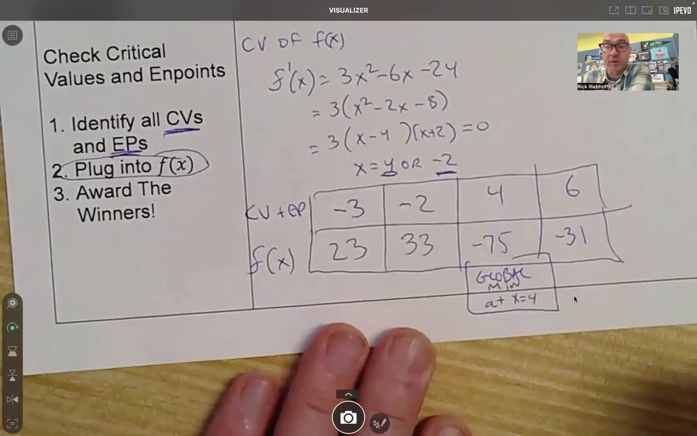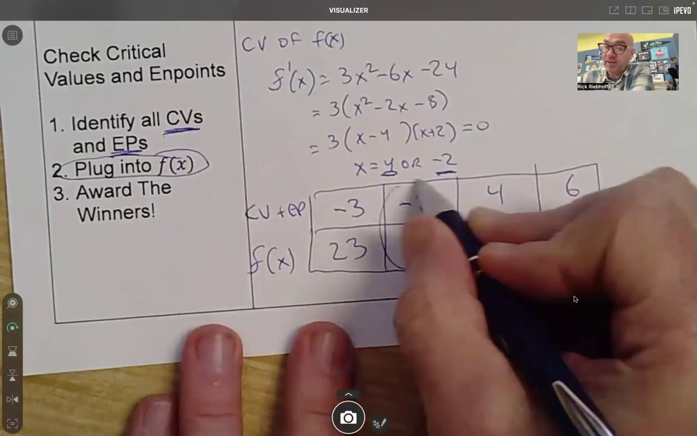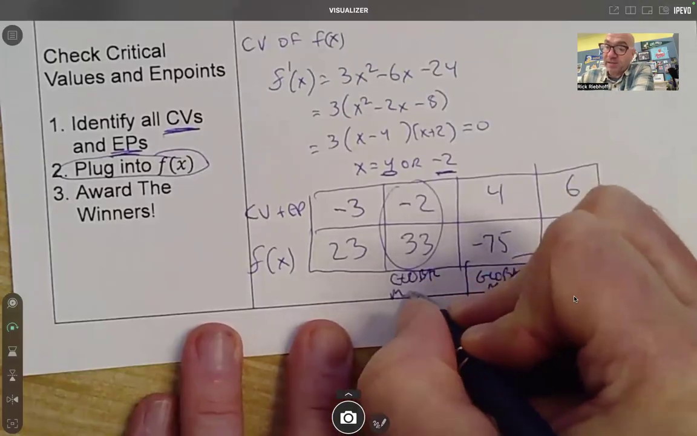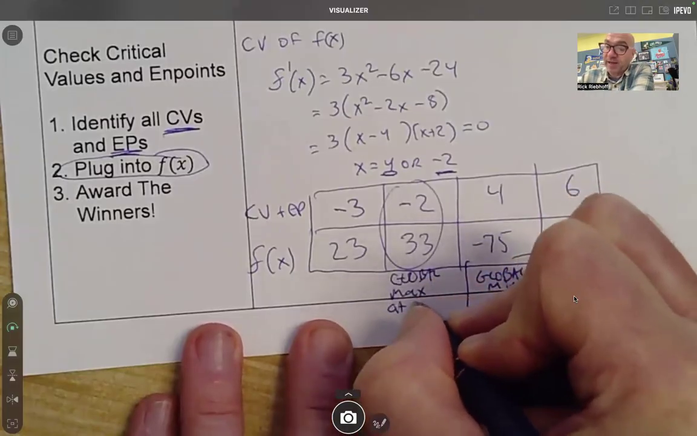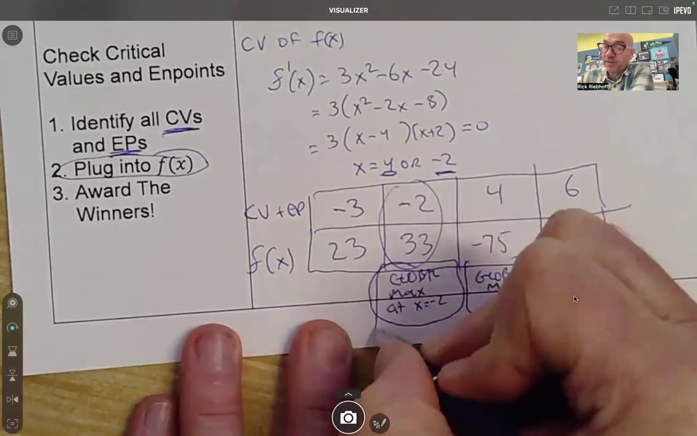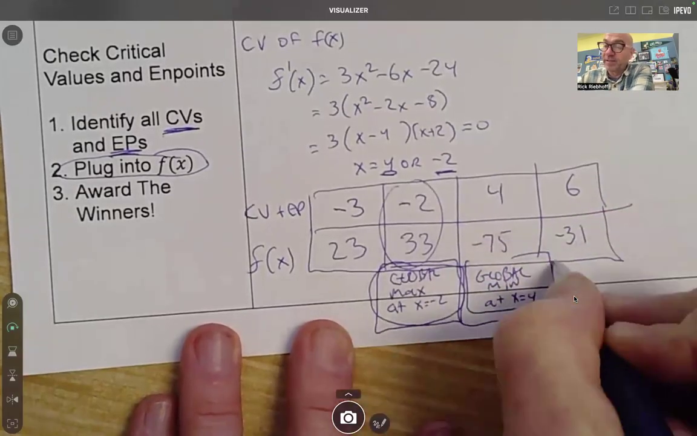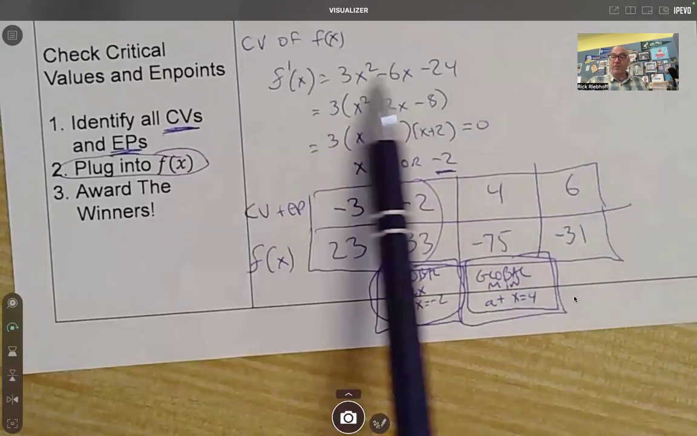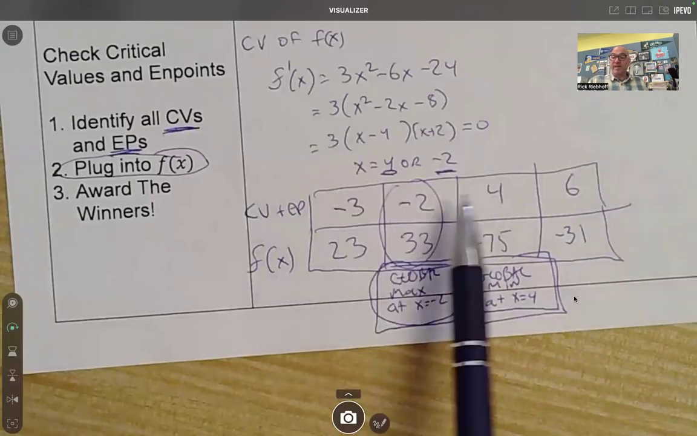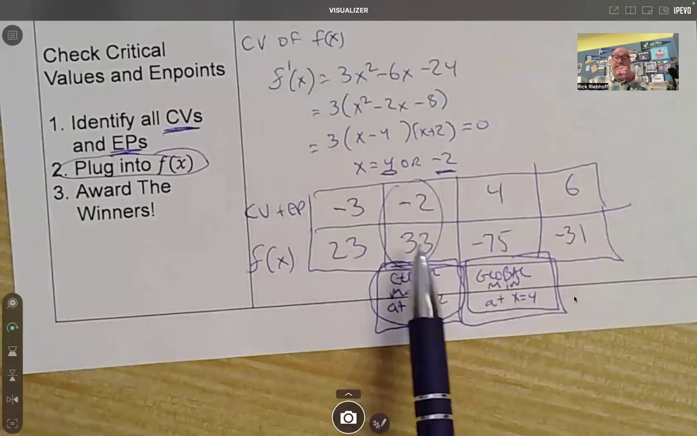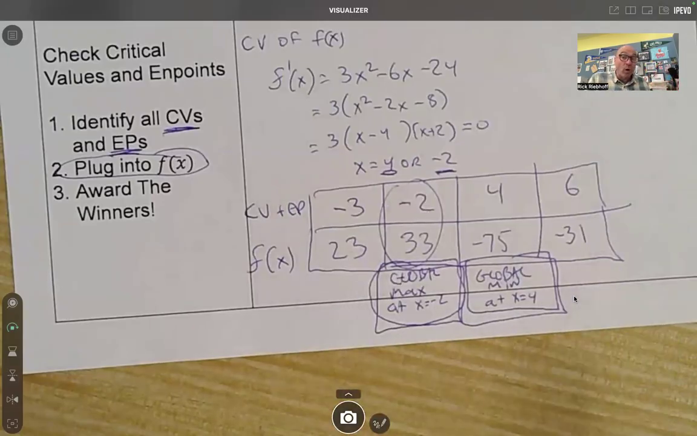Got the global min. Where's the global max? Yay, this is the winner. Global max at x equals negative 2. There we go. So mins and max. So what did we do? We found the endpoints. We found any critical values. We tested each of those in the original equation to see what the highest and lowest y values were.